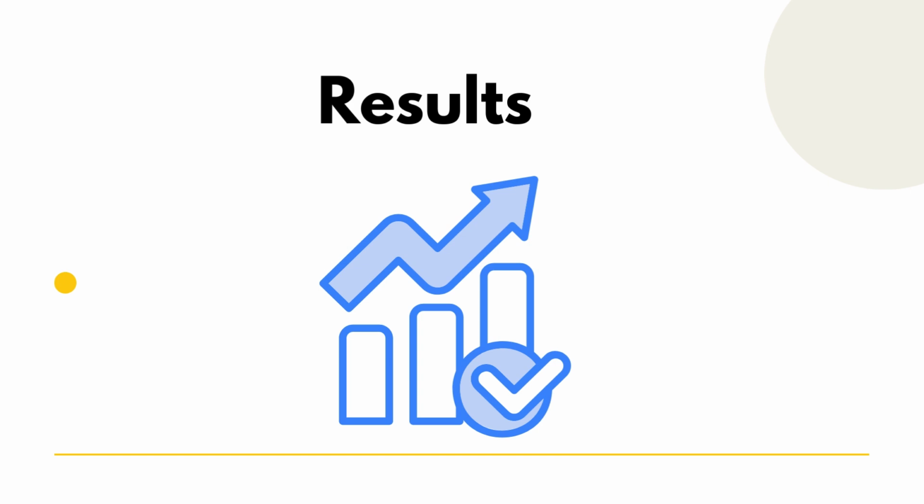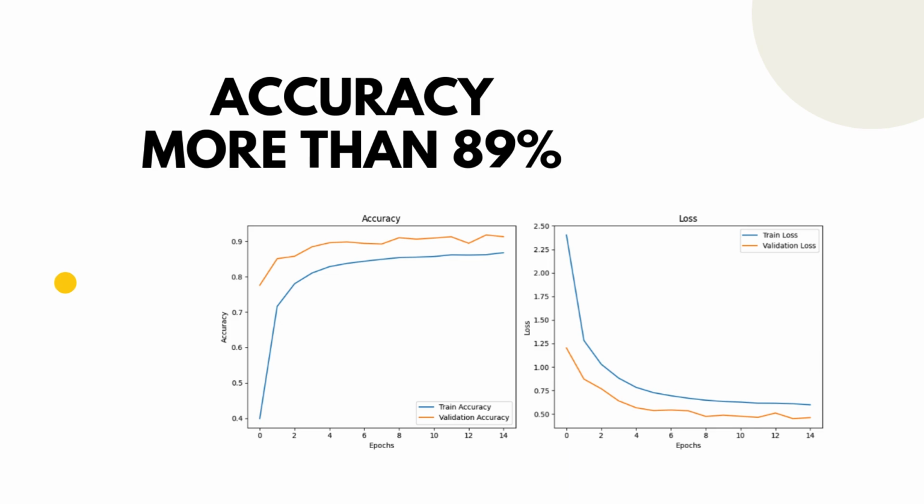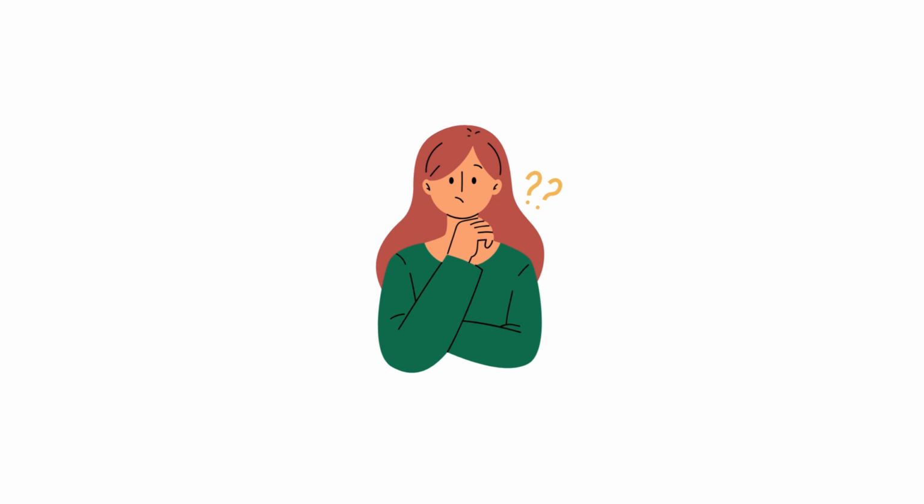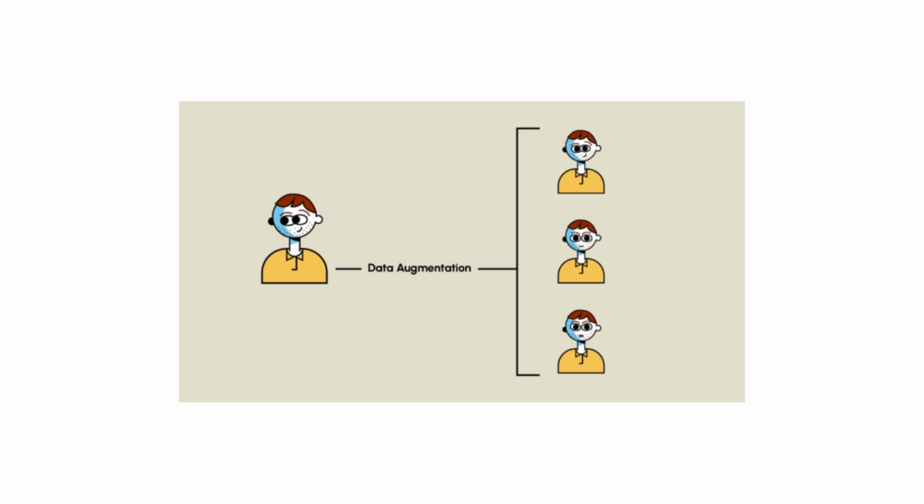After training the model, I was excited to see the results. On the test data, the model achieved a baseline accuracy of 89%. That's pretty solid for a first attempt. But I wondered, could I make it better? That's when I decided to try data augmentation to improve the model's performance and robustness.